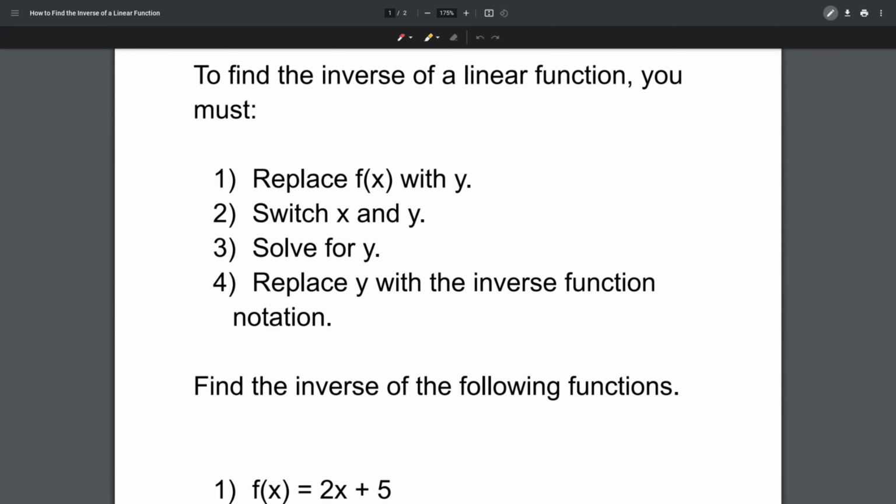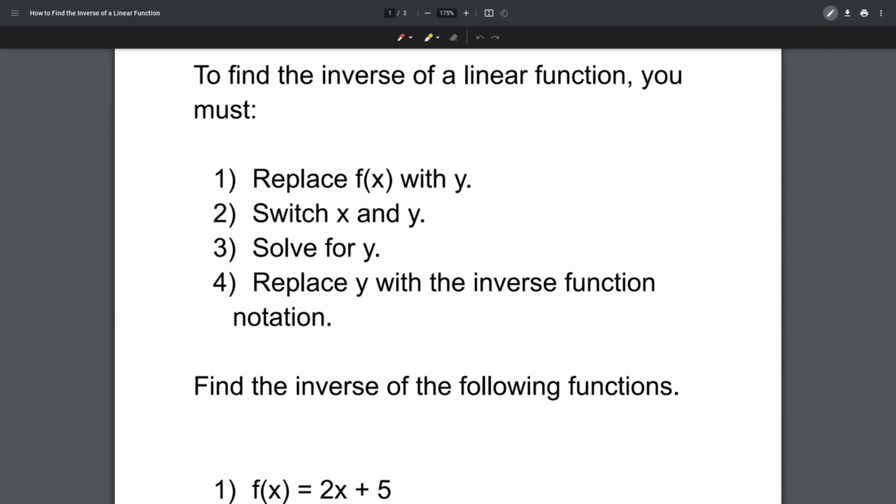In this video, we're going to find the inverse of a linear function. To do that, we've got 4 steps here. Step 1, we've got to replace f of x or g of x or h of x, whatever the function notation is, with y. Then we're going to switch x and y. We're going to solve for y. And then our last step is we're going to replace y with the inverse function notation.